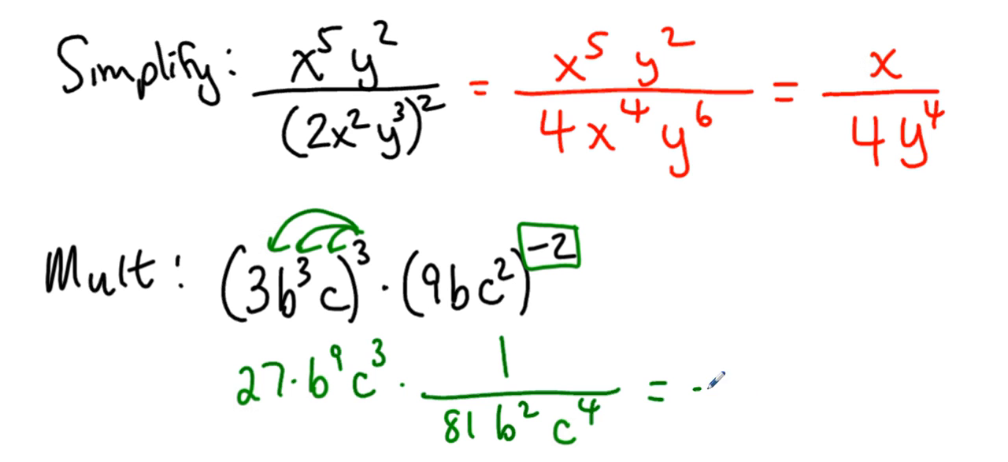So now what? Well, 27 divided by 81, that's 1/3. b to the 9th over b squared, 9 minus 2 is 7, and I've got a c cubed and a c to the 4th, that's bigger, 4 minus 3 is 1.